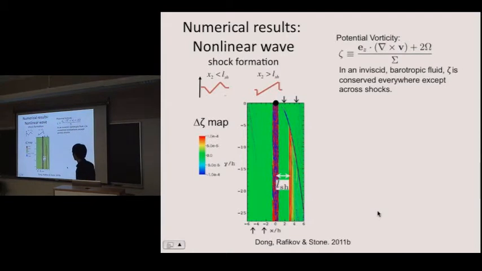So this is a potential vorticity map. Green is zero. The fluid comes in this way and this way. The planet is here. This is only half of the simulation domain. So this is a density wave here.